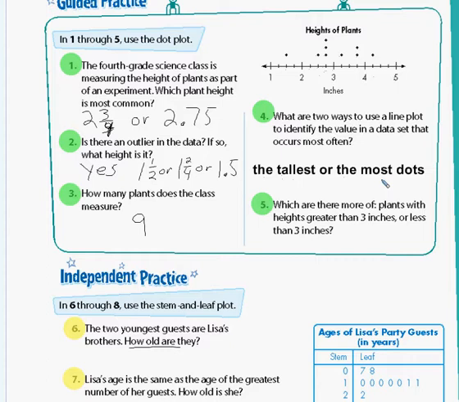Question number 5. Which are there more of? Plants with a height greater than 3 inches or less than 3 inches? Okay, this is 3 inches right here. The ones that are less than 3 inches is 1, 2, 3, 4, 5. And the ones that are greater than 3 inches, that'd be on this way, 1, 2, 3, 4. So the ones that are less than 3 inches.